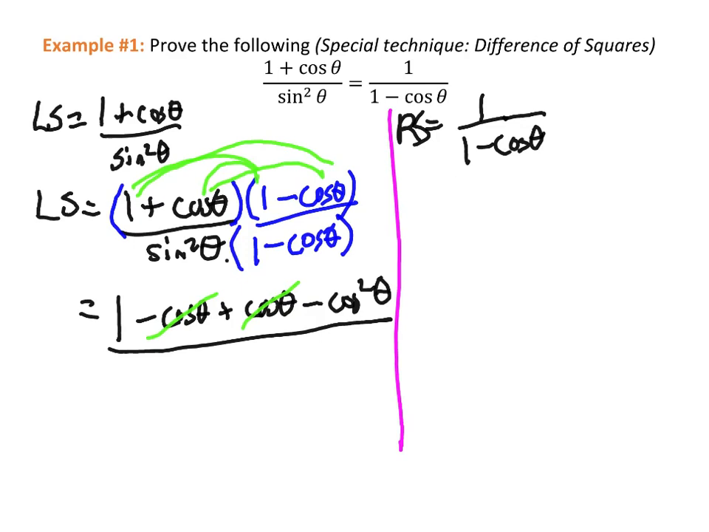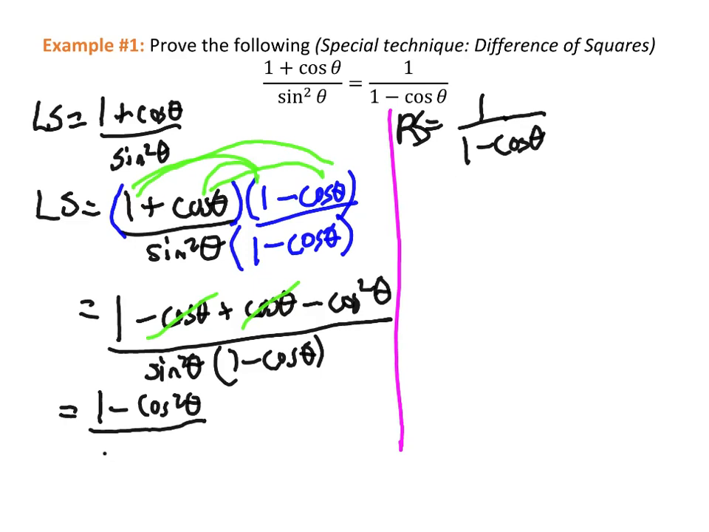Now don't forget there's still a whole bottom here, right? There's still a sine squared theta here. And this whole 1 minus cos theta, we haven't touched that. That's still all there. But let's rewrite our top again. Now it's just 1 minus cos squared theta on top. And on the bottom, I still have that sine squared theta times 1 minus a single cos theta.